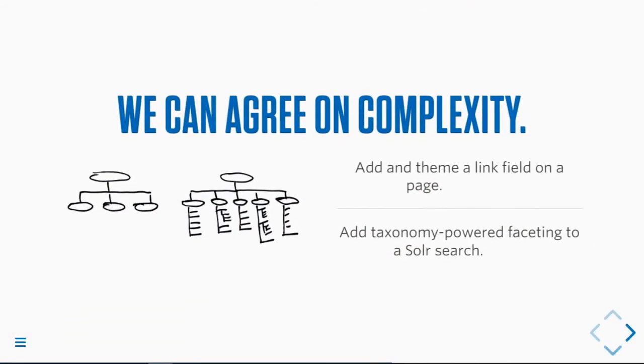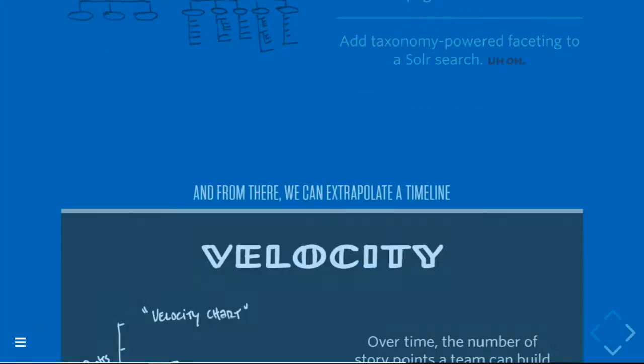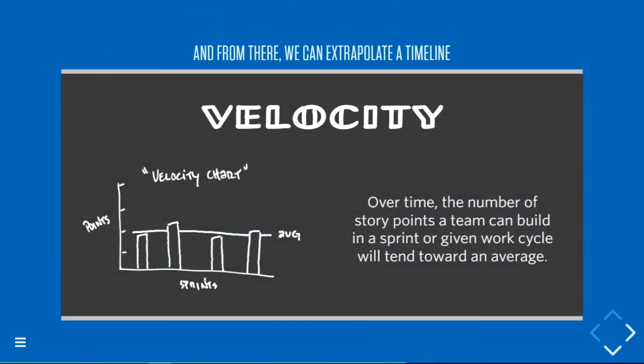But we can agree on complexity. So you and I can both agree that adding and theming a link field on a page is probably not very difficult. But adding taxonomy-powered faceting to a Solr search scares me. I can't tell you how much a motorcycle or a car or an airplane weighs, but I can give you the order. And from there, we can extrapolate a timeline.